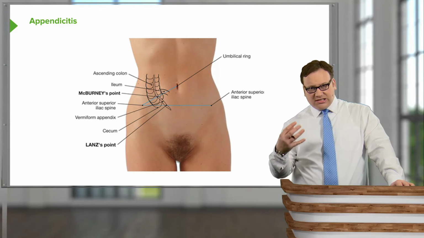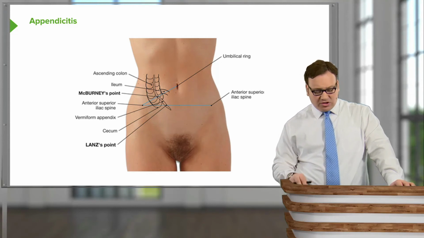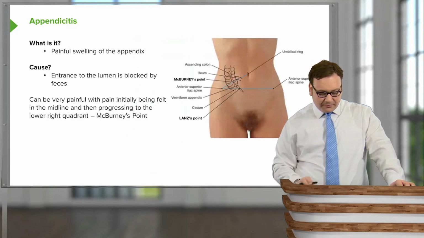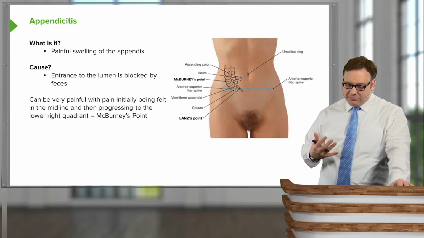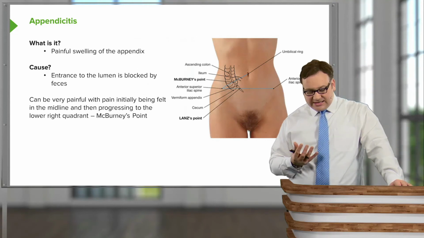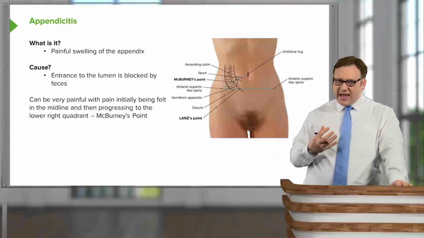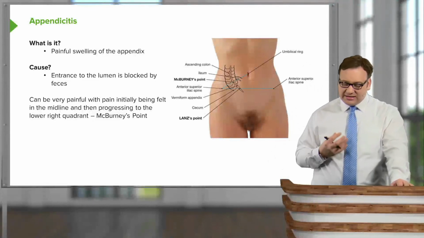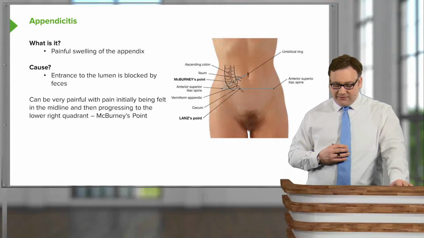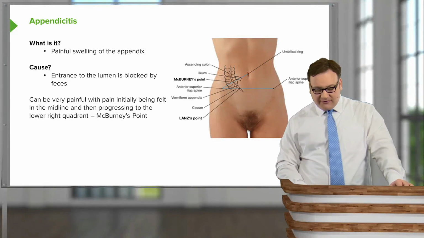Now, because it's a narrow, blind-ended pouch, it can actually become blocked. And if it becomes blocked by feces, then it can swell and become inflamed. And that creates appendicitis if it becomes inflamed and potentially infected.